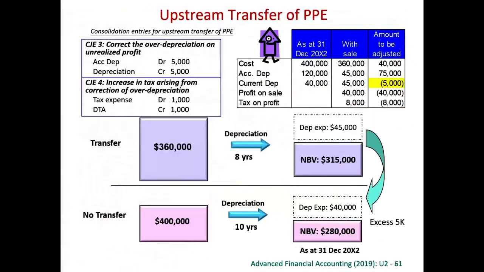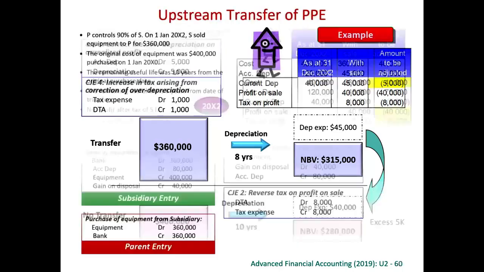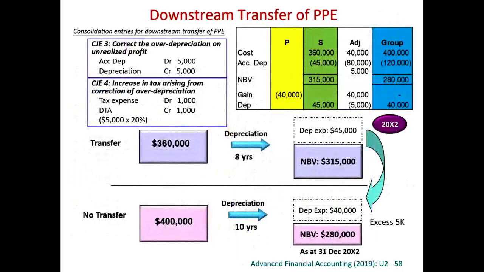The same even for the depreciation. Originally, the depreciation should be 40,000. Now you depreciate it for 45. Therefore, there's an over depreciation. So therefore, we credit depreciation and we debit accumulated depreciation with a related deferred tax implication. Again, this is the same as what we have done for the downstream sales. It's exactly the same.